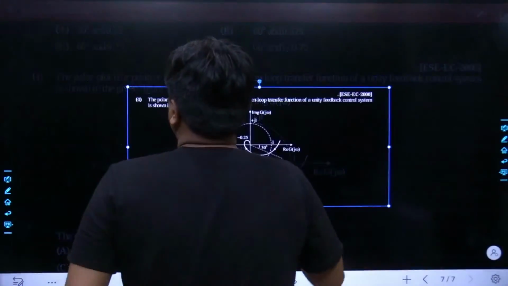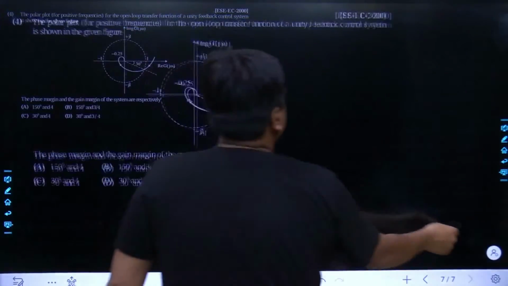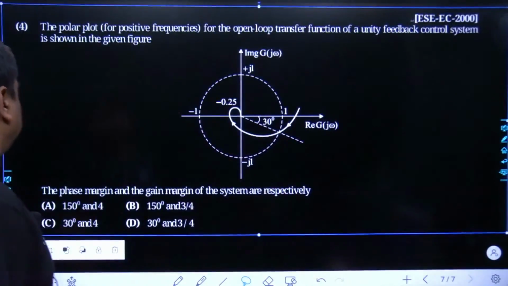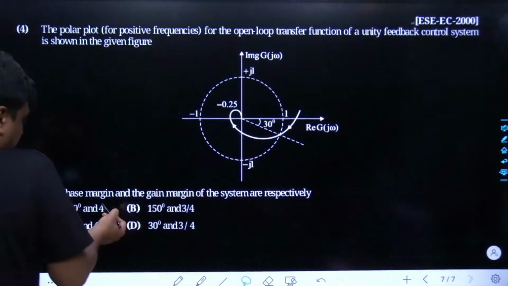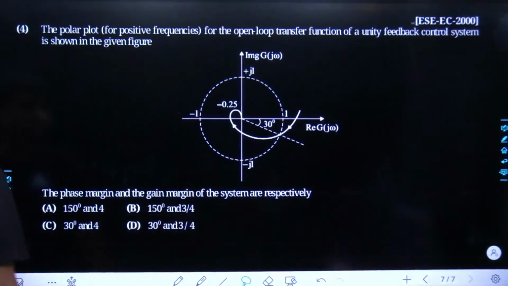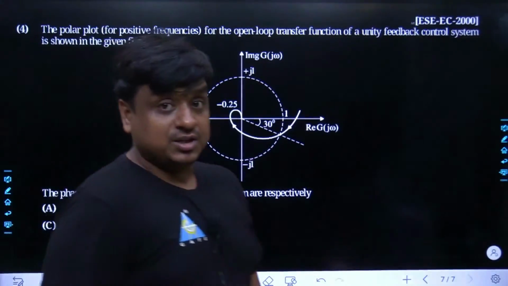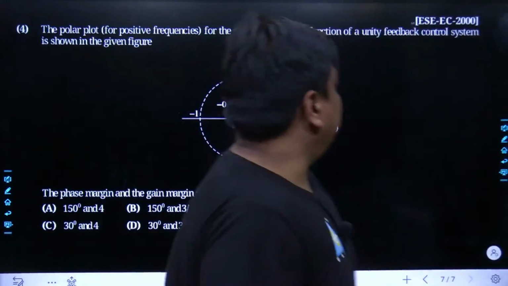Tell me, what would be the best answer over here? The problem states the polar plot for the positive frequencies. Obviously, if they are talking about the polar plot for the positive frequencies, we are talking about the polar plot itself, for the open loop transfer function of a unity feedback control system, shown in the given figure. The phase margin and the gain margin of the system are respectively. Nothing has been given with the gain margin, which means they are asking you to calculate the gain margin in linear scale. Tell me, Amit had given the answer.